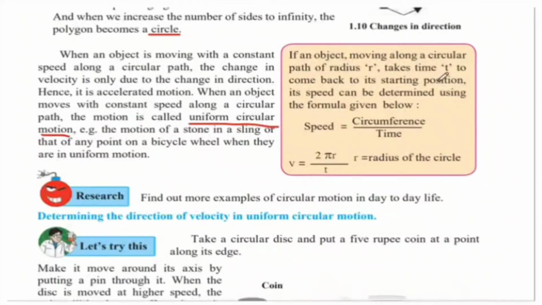If an object moving along a circular path of radius r takes time t to come back to its starting position, its speed can be determined using the formula given below. So originally, what was the formula for speed? It was speed is equal to distance upon time. But here the distance travelled would be equal to the circumference of a circle because the object is moving in a circular path. Therefore, you will calculate the distance using the circumference of the circle. And what is the circumference of a circle? It is equal to 2 pi r, where r is the radius of the circle.